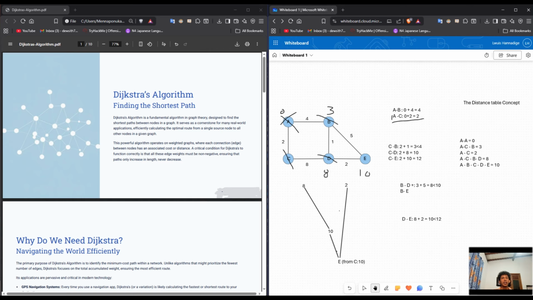So at last, the Dijkstra algorithm teaches us the shortest path. We are getting the shortest path.